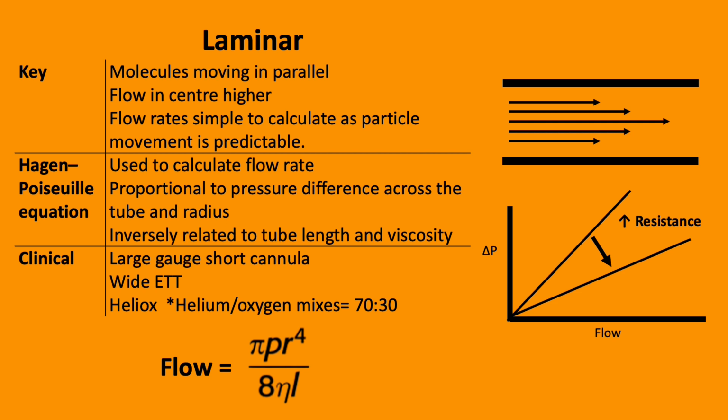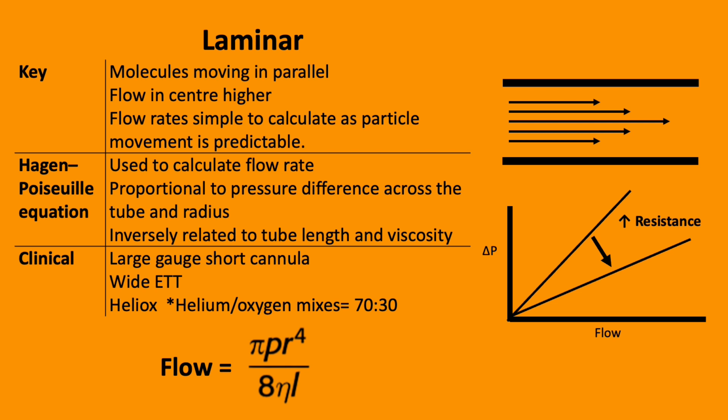In laminar flow, there's a linear relationship between pressure difference and flow. As the pressure difference increases, the flow increases. As the resistance increases, the gradient of the line reduces. Clinically, why is this important? So you have faster flow down a large cannula. Large ET tubes will result in a reduction in pressure for a given tidal volume.